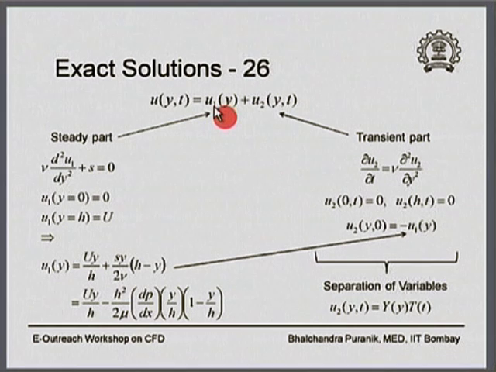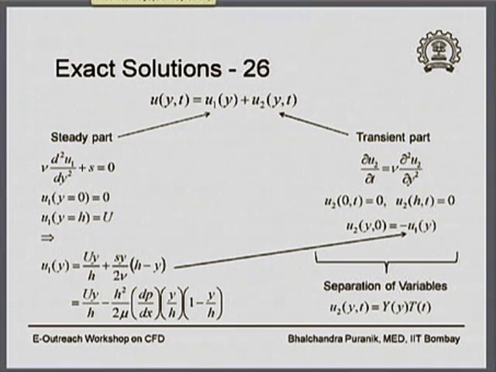So, the idea is that the steady part, which I am going to call U1, steady meaning that time dependence is not there. So, the only dependence that the steady solution will have will be a Y dependence. So, U1 will be a function of only Y. On the other hand, the transient part will actually have both Y and time dependence. So, the transient part is what I am going to call U2, as a function of both Y and time. So, what is the steady part going to satisfy?